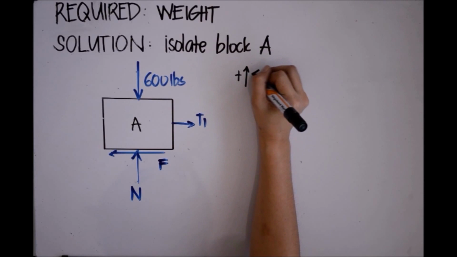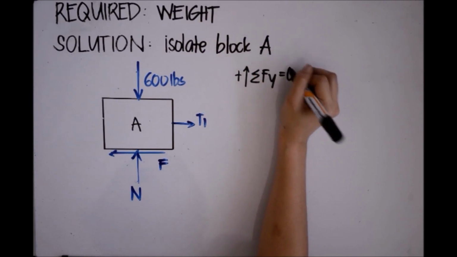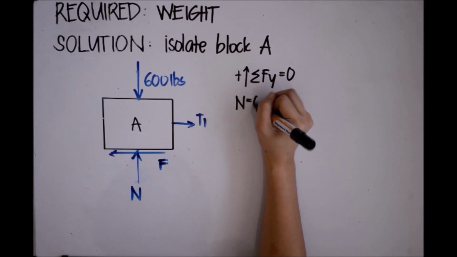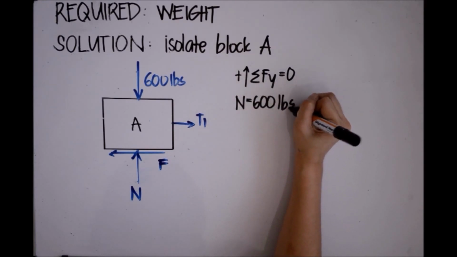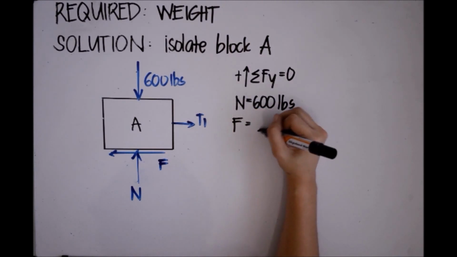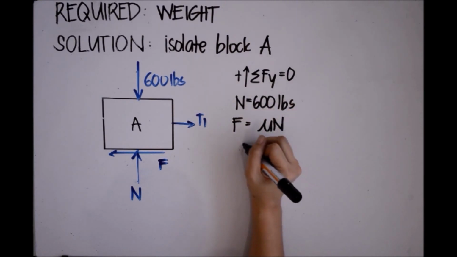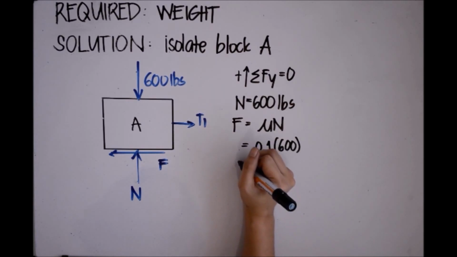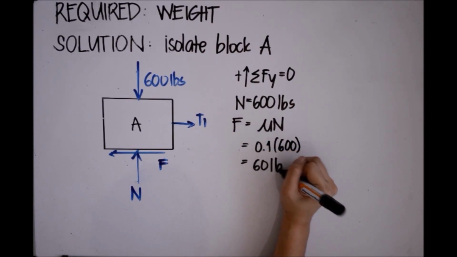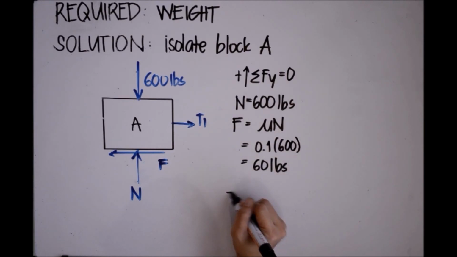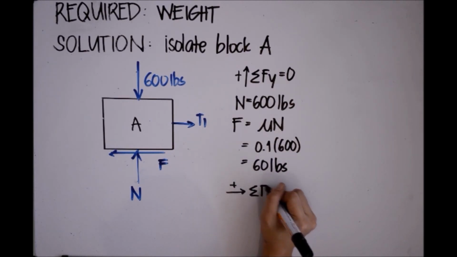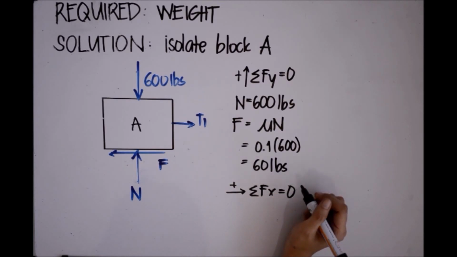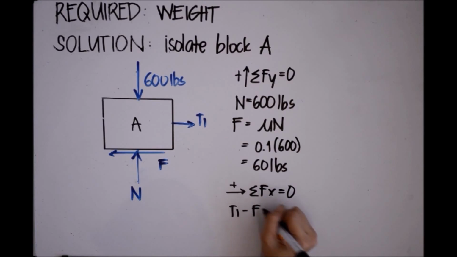We are required to find the weight to start the system. To solve the problem, we will first isolate block A. By summation of f of y equal to 0, we will have the normal force which is equal to 600 pounds. And by F equal to the coefficient of friction times the normal force, we have 0.1 times 600. We will have the value of the frictional force which is 60 pounds. And by the summation of f of x equal to 0, we have t1 minus f equal to 0. We will have the value of t1 which is 60 pounds.